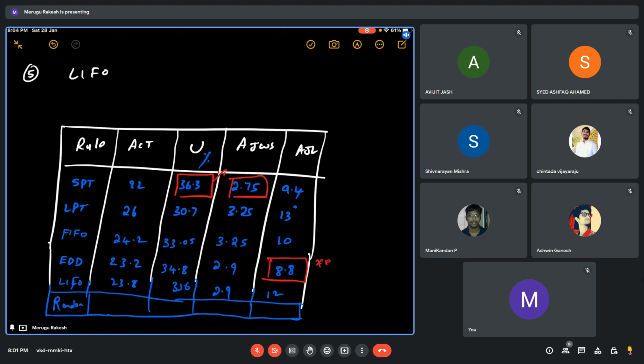So this is the difference you can see between the different types of rules that we follow. Suppose if you want less job lateness, then you have to follow earliest due date. But if I want good utilization and average job waiting time, then I will follow SPT.